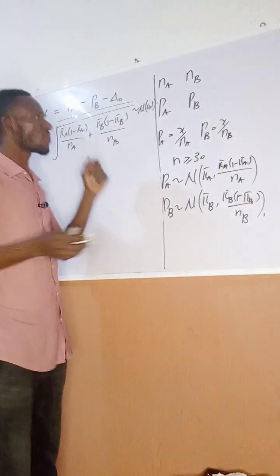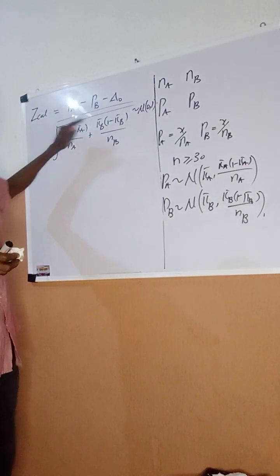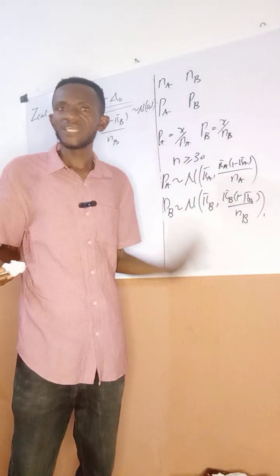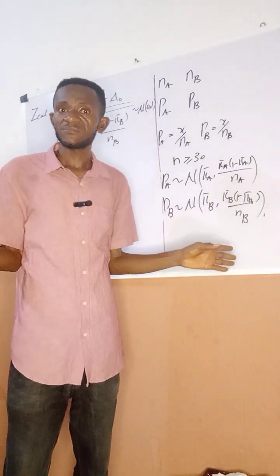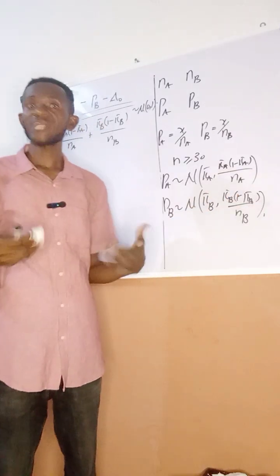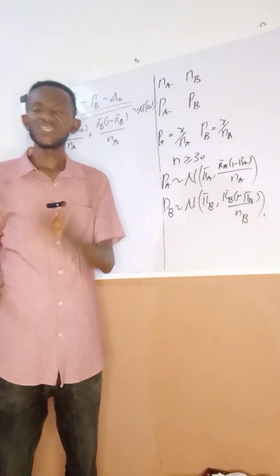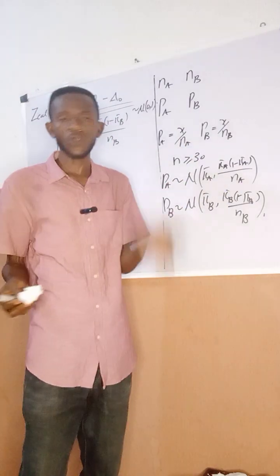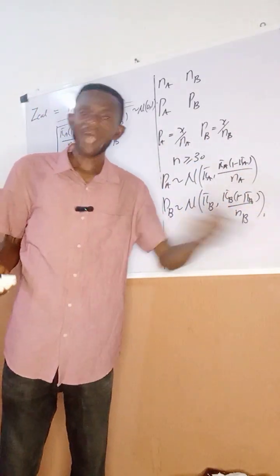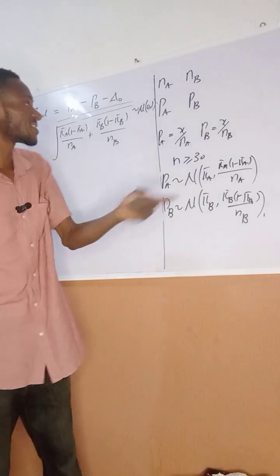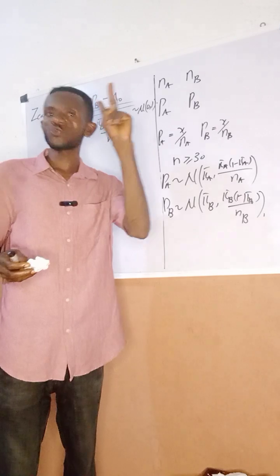But if you watch very well, most of the time we are not told the values of pi of A and pi of B. Someone just comes and says that the proportions of defective items in population A and population B are the same, and we carry out that test without necessarily knowing the true values of pi of A and pi of B. That's why they will always tell you that their values are unknown. And because their values are unknown, we are going to estimate them using what we call the sample proportions.